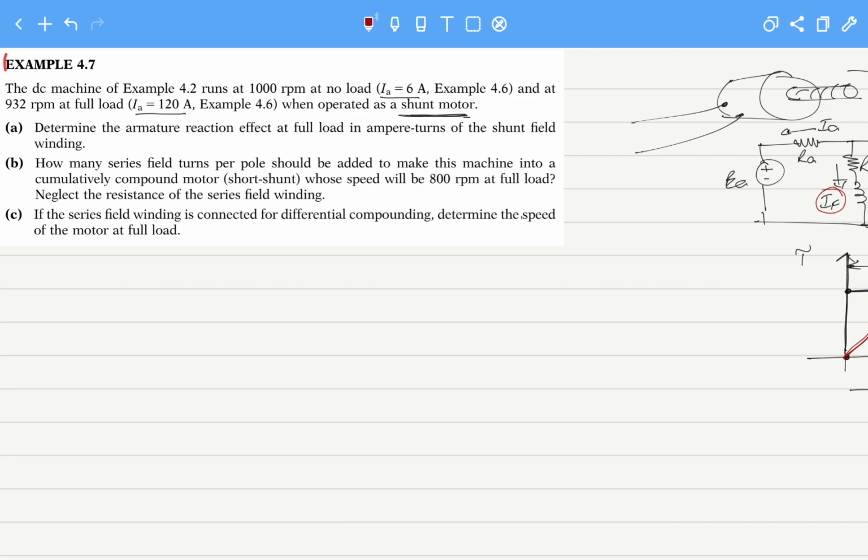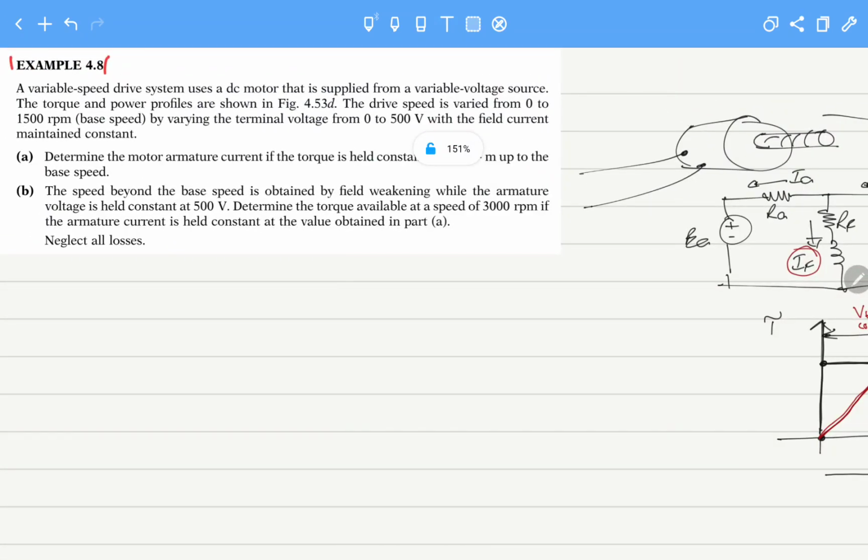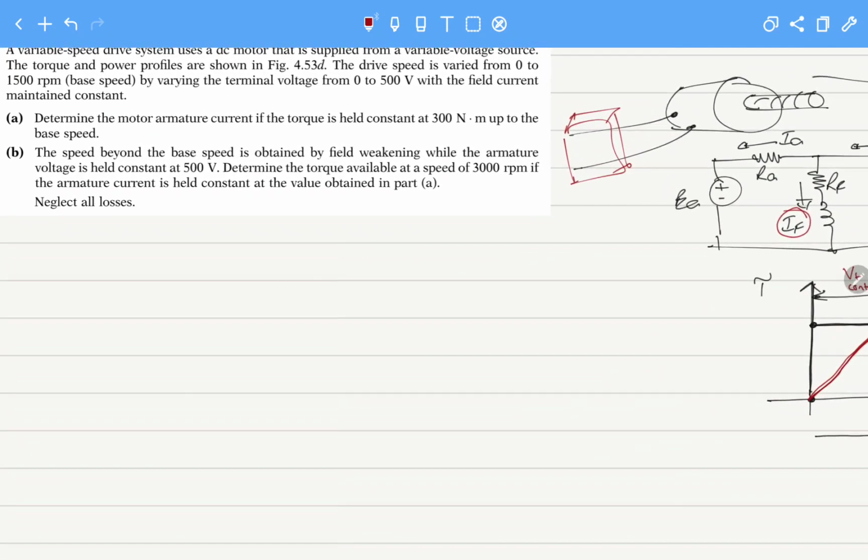And now let's look at the question. What is the question saying? The question is saying that we have this DC machine. Determine the armature reaction. Determine If of the shunt field. Previously I was looking at the other example. This is the question: a variable speed drive system uses a DC motor. So we have a variable speed drive here with our motor. This is a DC drive, and the torque and power profiles are as shown here in the diagram.